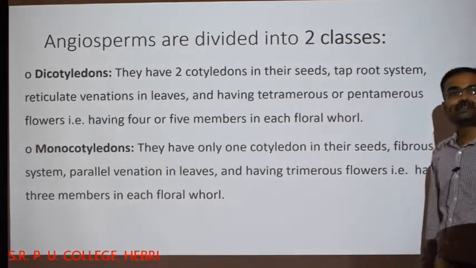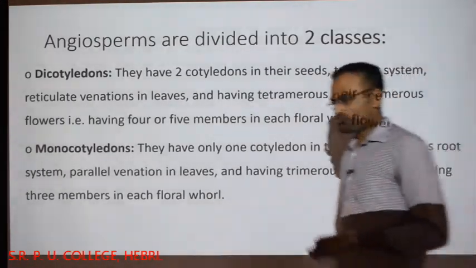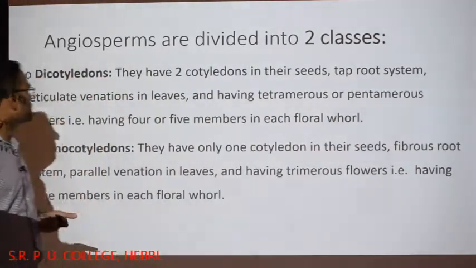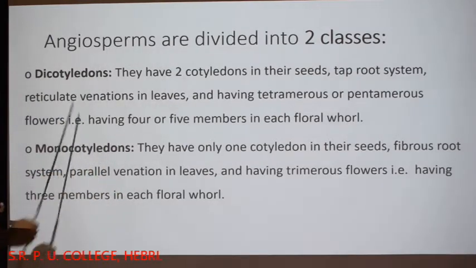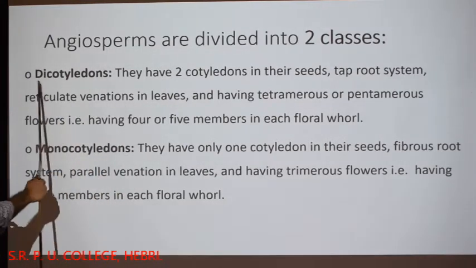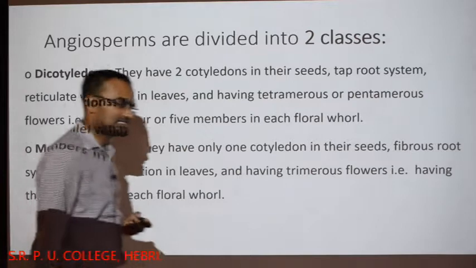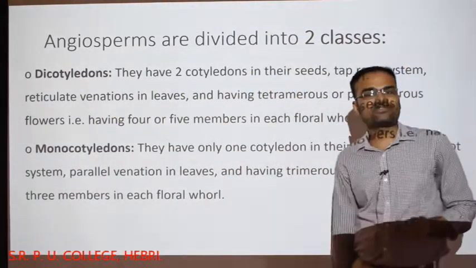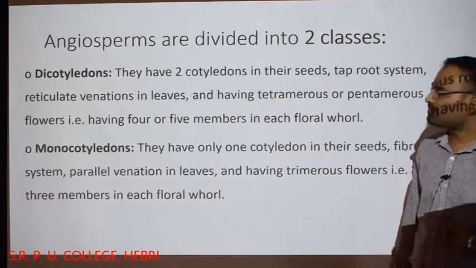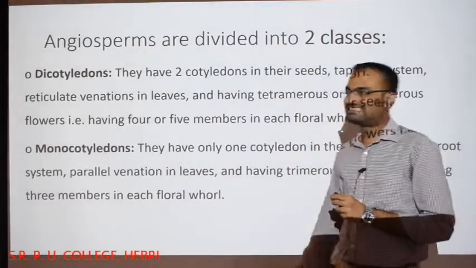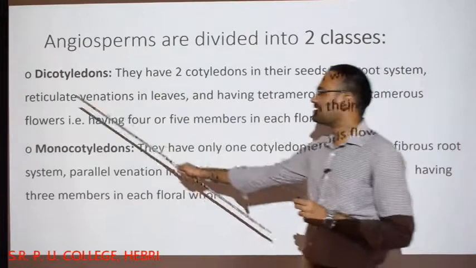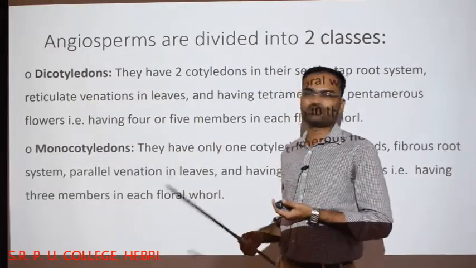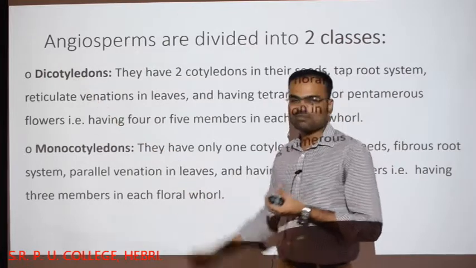Angiosperms are divided into 2 classes. So we are studying classification of angiosperm, and very few points we are going to observe. The first class name is dicotyledon and the second class name is monocotyledon. What is the basis for classification of angiosperms? In the name only we can observe it. Dicotyledon: di means 2, cotyledons are the segments of the seed. So 2 cotyledons are present in the seed.